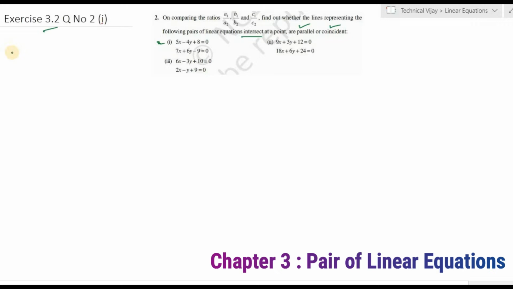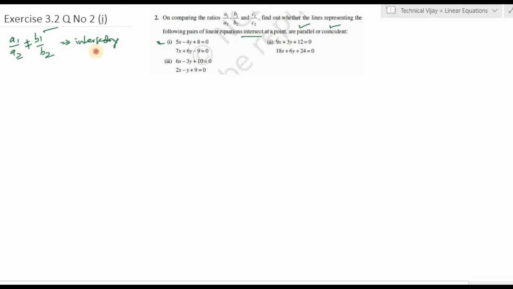And before going to solve this one, we have seen that if a1 by a2 is not equal to b1 by b2, then this is called intersecting at one point. That is also called consistent, and it has got only one solution.